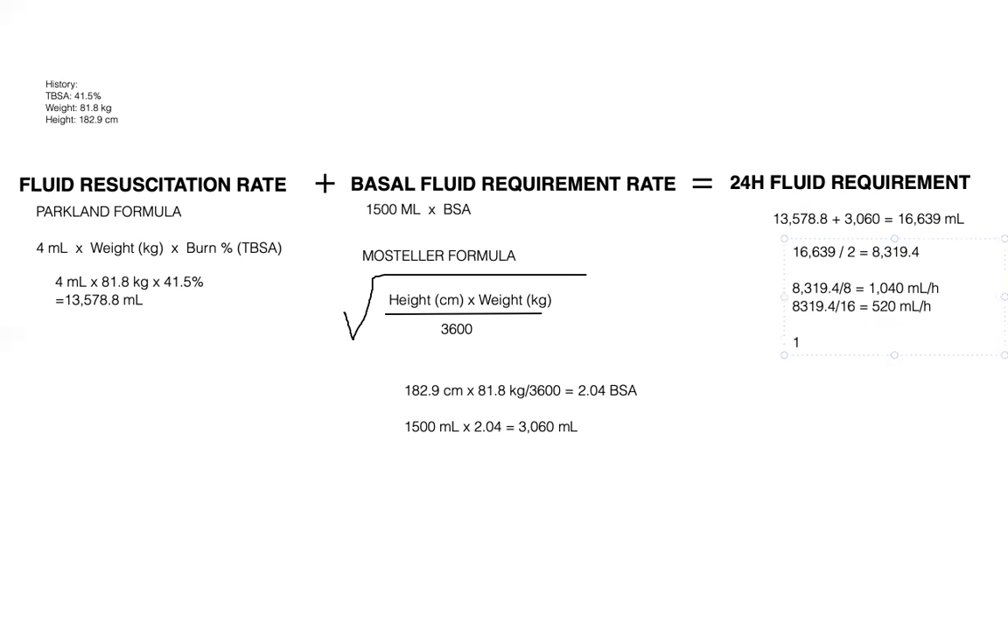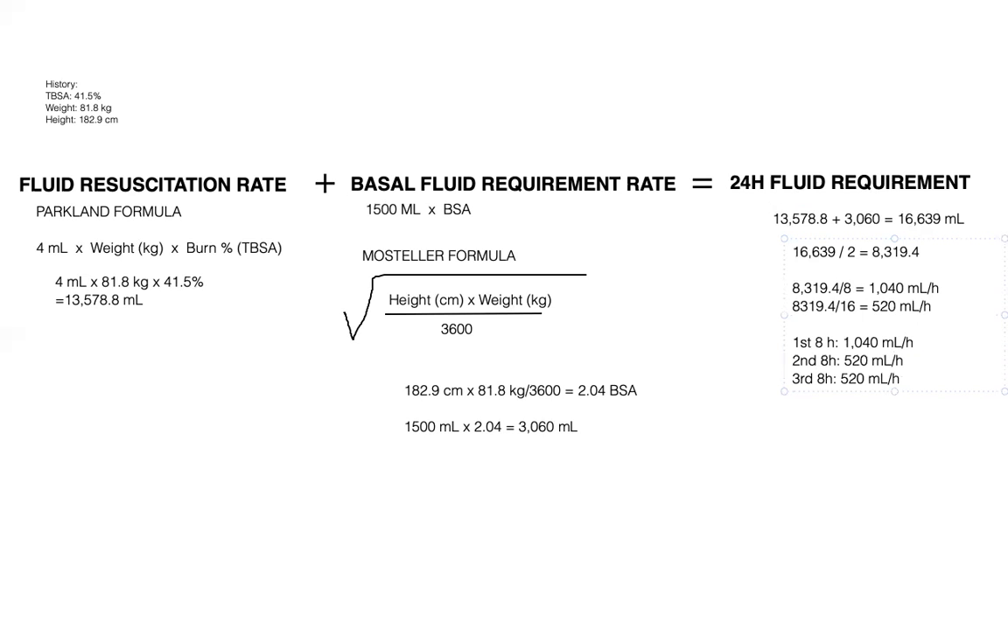So in the first 8 hours, you're going to give 1,040 mils per hour. In the second 8 hours, they do it like this on the protocol: you give 520, I think it's to avoid confusion. And then the third 8 hours, you'll give 520 as well.